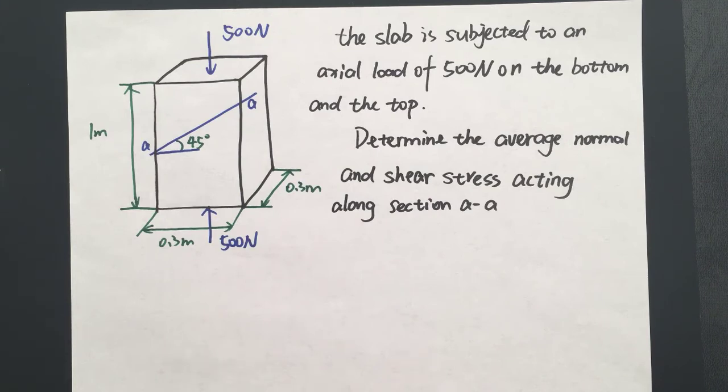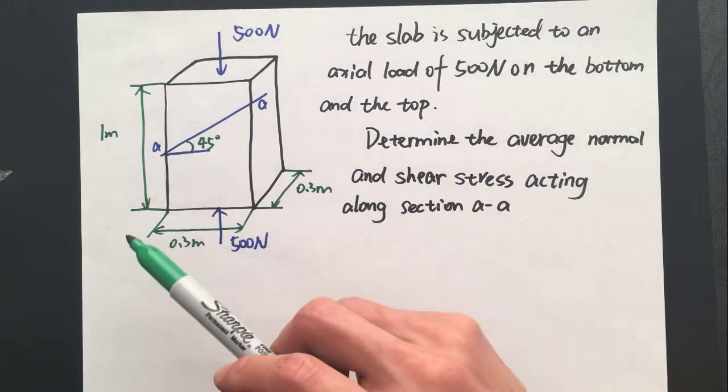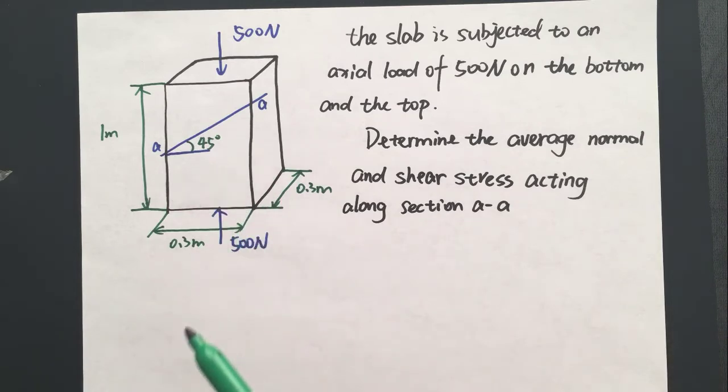In this case, we need to resolve the 500 Newton force into its normal direction and shear force direction. Then the second step will be to apply the definition of shear stress and normal stress. So the plan for solving this problem is to resolve the 500 force into normal force and shear force with respect to the section AA with this 45 degree angle, and then we can apply the definition of shear stress and normal stress.